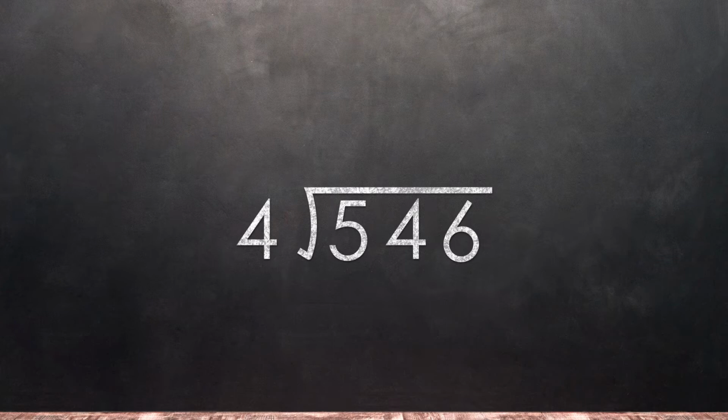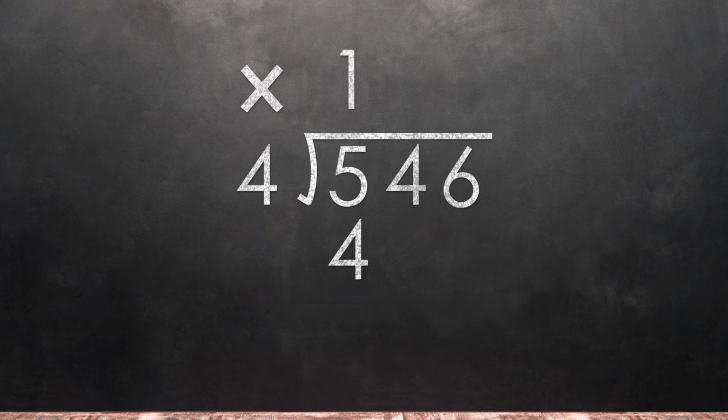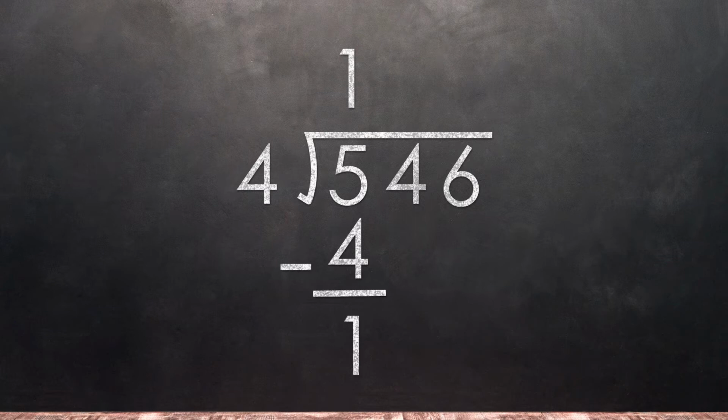The first step in this problem is to divide the leftmost digit in our dividend by 4. Since 4 goes into 5 once, we place a 1 on the line above. Always make sure to place the answer right above the digit you are dividing. Now we multiply. 4 times 1 is 4. The 4 is placed below the 5 so we can subtract to calculate our remainder. 5 minus 4 is 1. We use this remainder in our next step.